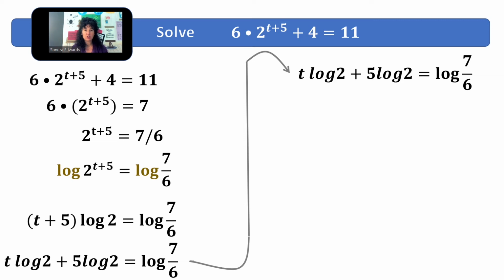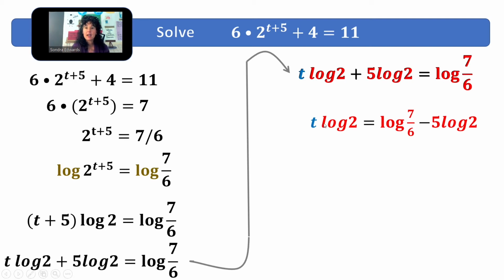Next, once we've distributed, remember, like variables on one side, numbers on the other. So let's make sure you know which is which, just emphasizing. Log of 2 is just a number, around 0.3. Here we have 5 times around 0.3, it's just another number, equals log of 7/6, which is just a number. So if we want to move all the numbers to the same side, I want to subtract 5 log of 2 from both sides. So that way my t's are on one side and my numbers are on the other.